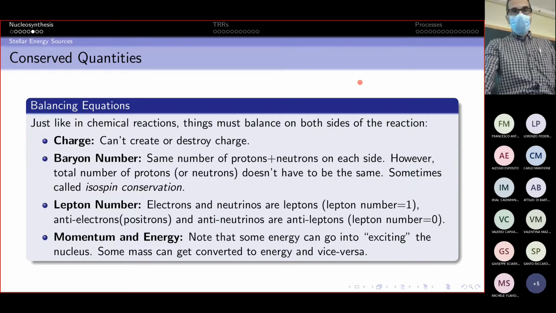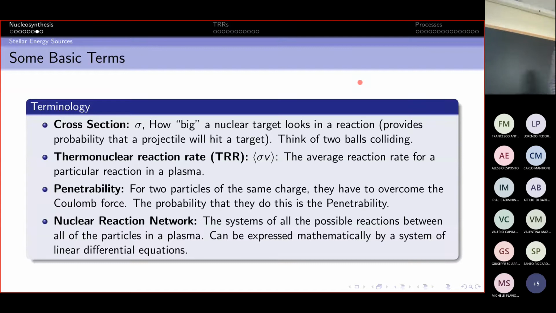Terminology. Here's a little vocabulary. A cross section. You've probably heard the term cross section, for example when they talk about airplanes and radar cross section. Really, it's how big something looks. Think of a beach ball and a football colliding. If the beach ball is bigger, there's a bigger chance that the football will hit it. If the beach ball is really tiny, the football may not hit it. Same principle in nuclear physics.